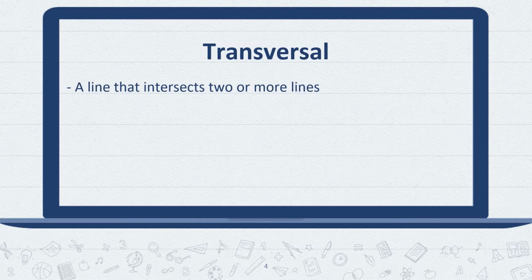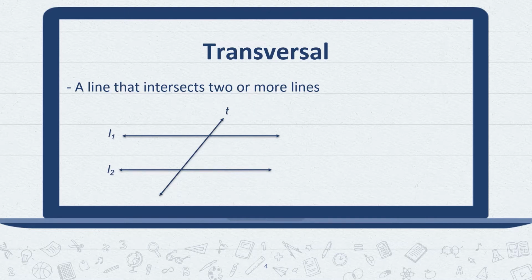Let's have a transversal. A transversal is a line that intersects two or more lines. So in the figure, line 1 is parallel to line 2, and T is the transversal.